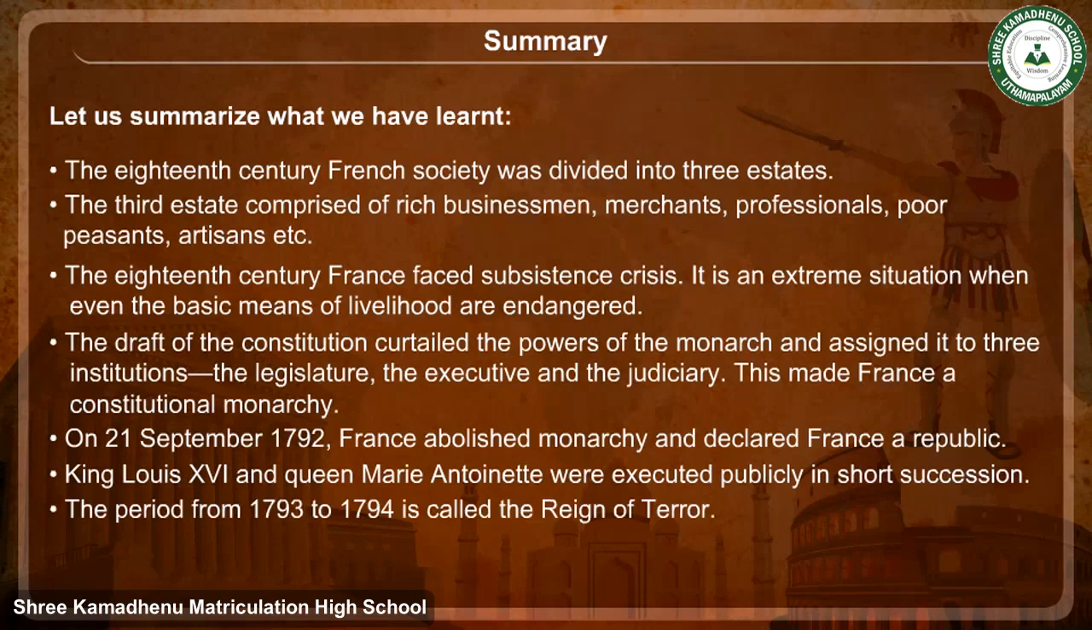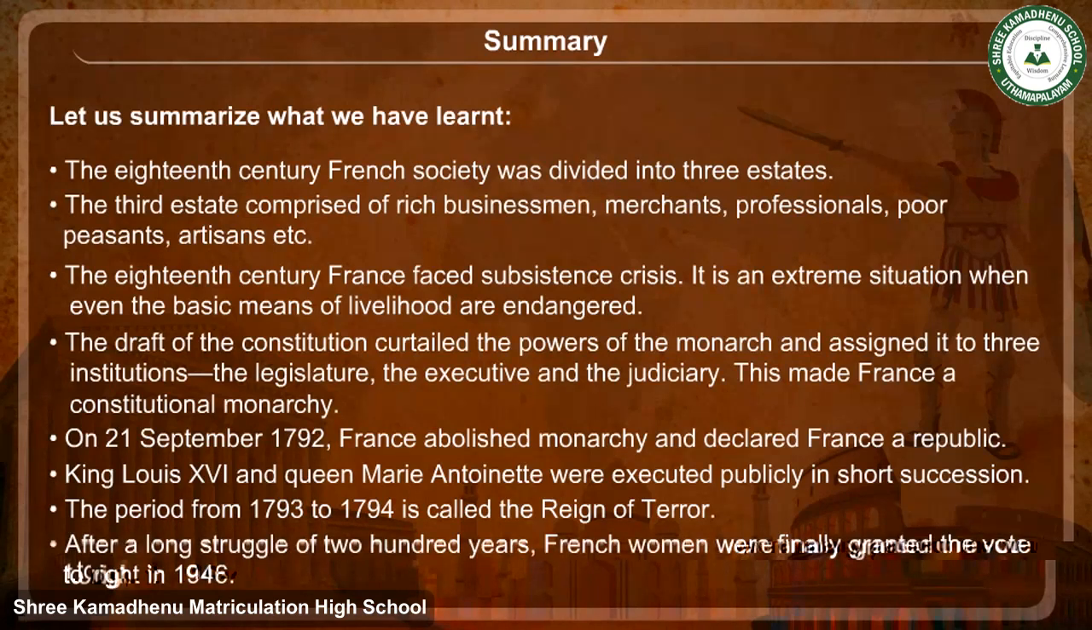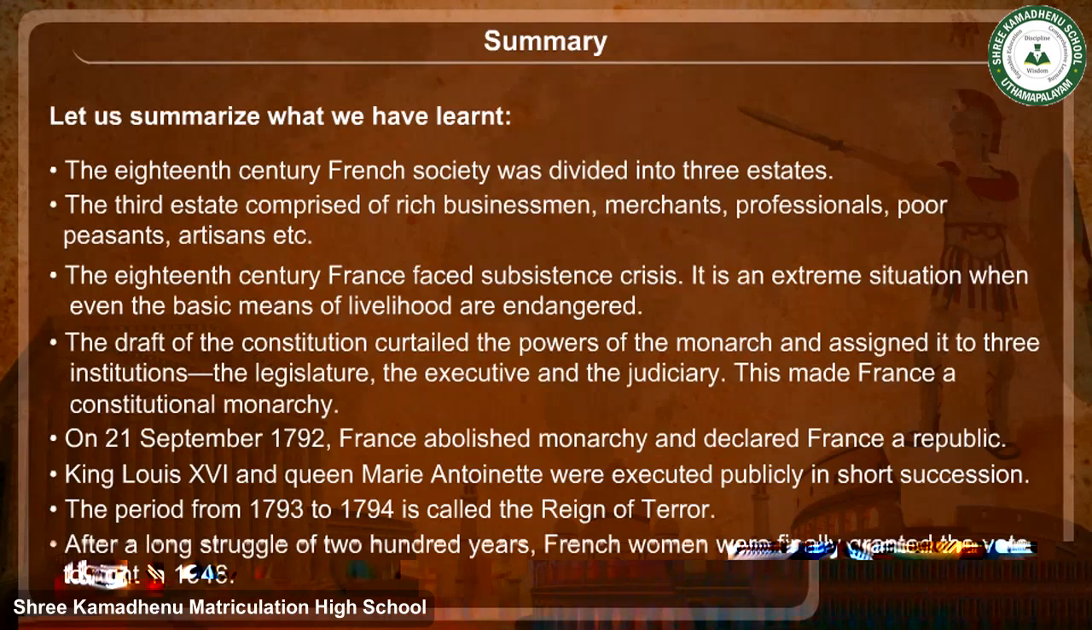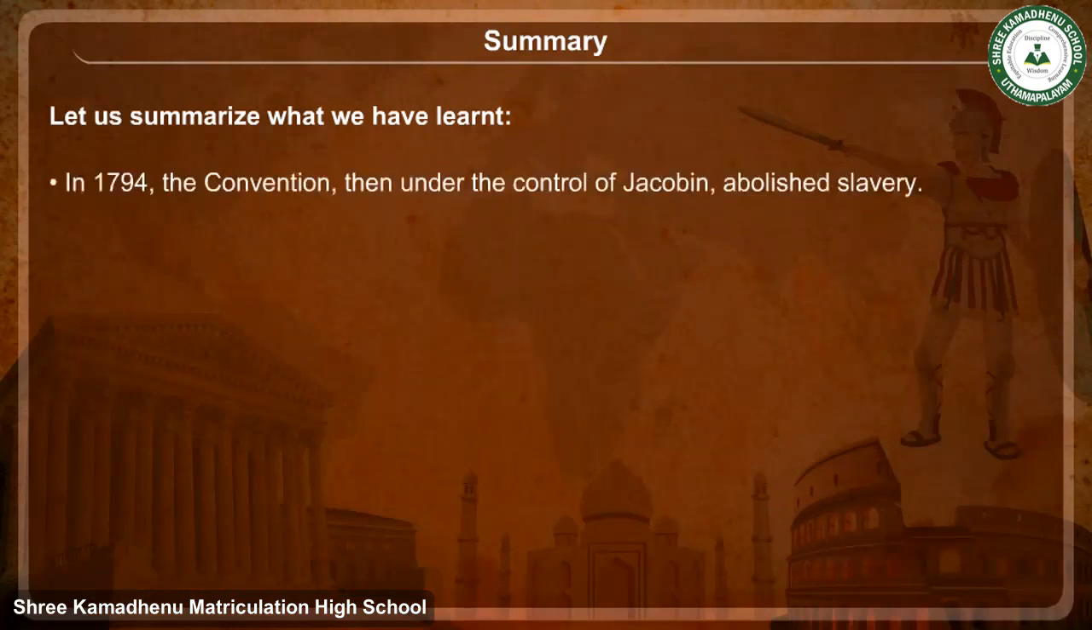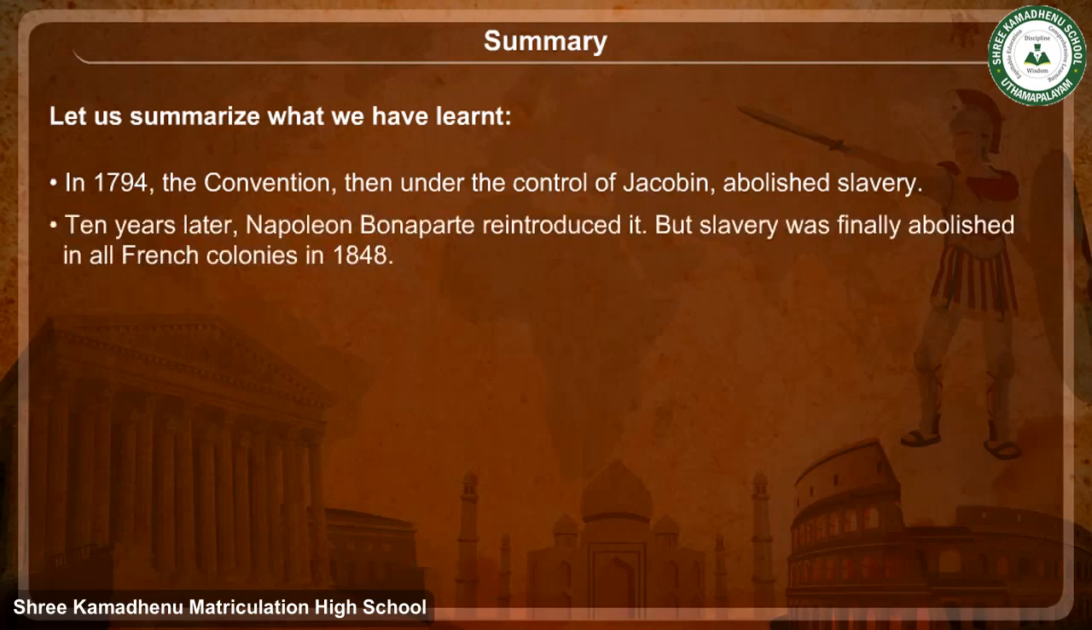The period from 1793 to 1794 is called the Reign of Terror. After a long struggle of 200 years, French women were finally granted the right to vote in 1946. In 1794, the Convention, then under the control of Jacobin, abolished slavery. 10 years later, Napoleon Bonaparte reintroduced it. But slavery was finally abolished in all French colonies in 1848.